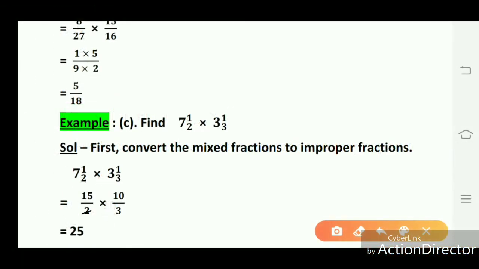it gives the product 25. This 2 divides 10 five times: 2 1s are 2 and 2 5s are 10, and this 3 divides 15 five times: 3 5s are 15 and 5 5s are 25. So when we multiply 7 whole 1 upon 2 into 3 whole 1 upon 3, it gives the product 25.